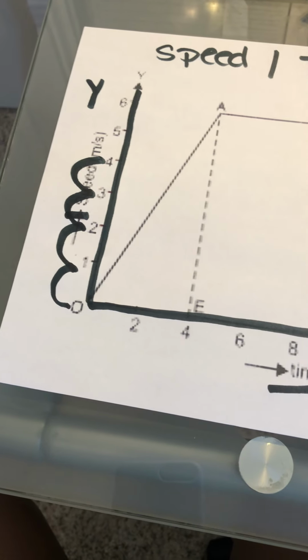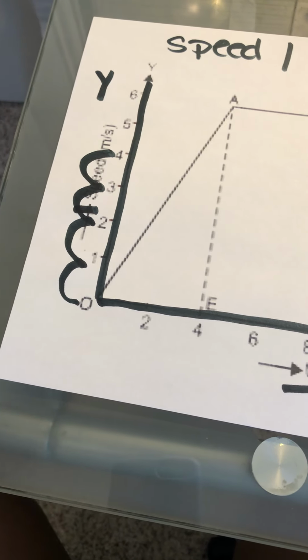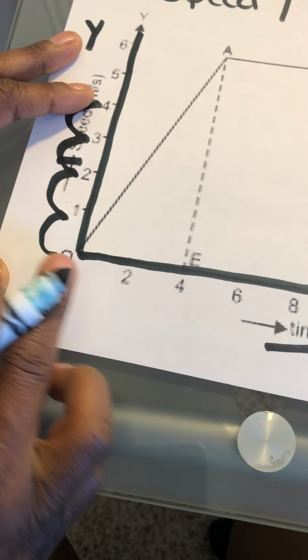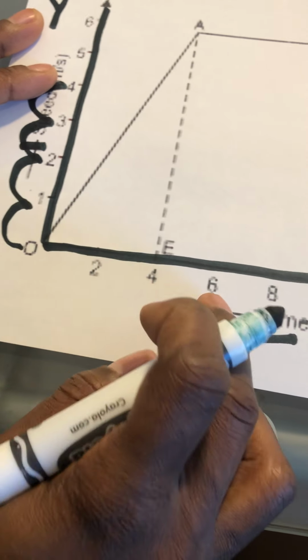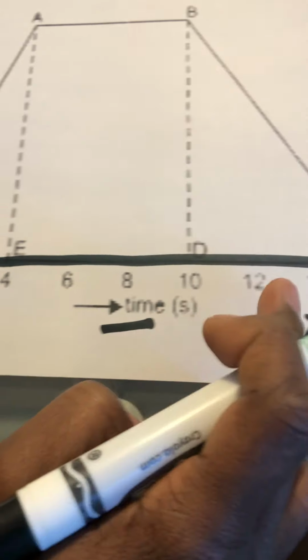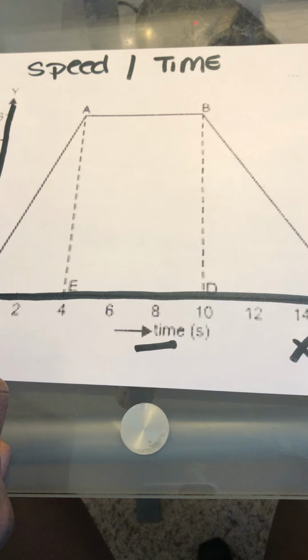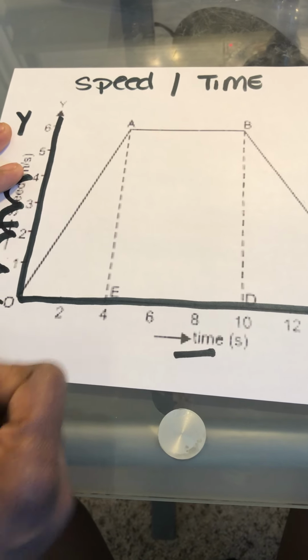Now let's take a look at the x-axis. The x-axis starts at 0 and then goes to 2, 4, 6, 8, 10, 12, 14, 16. So we're moving in intervals of 2.